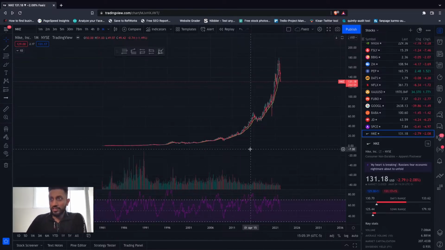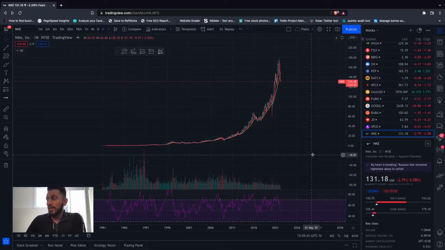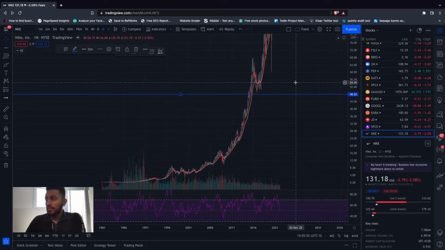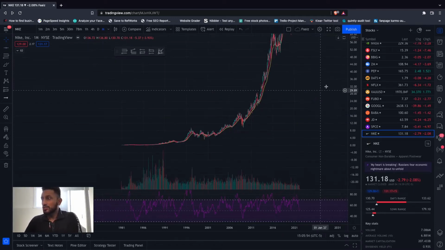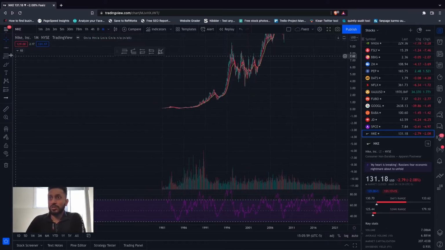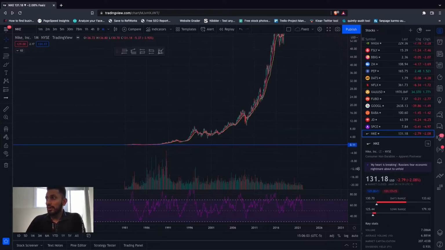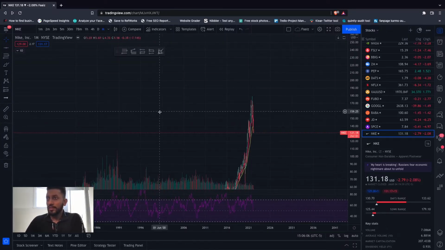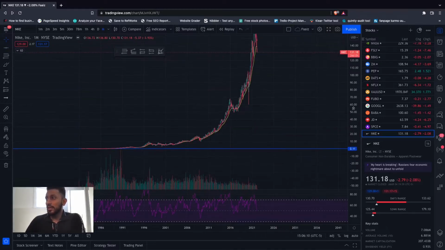So first step, I always look at the monthly chart of the stock that I'm looking at here. We're looking at Nike. And then what I do is I go here and I select horizontal line. And this may not be necessary to do, but I like to do it because it's part of my process and I like to be very systematic. So I mark the all-time lows and the all-time highs. Boom.